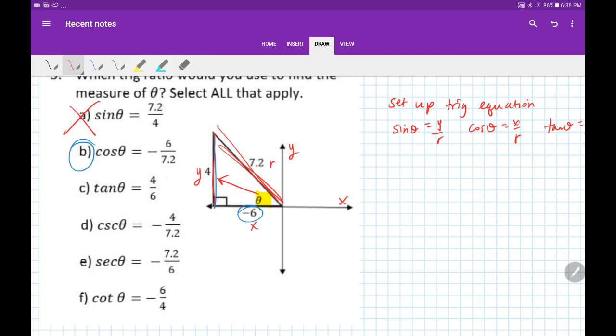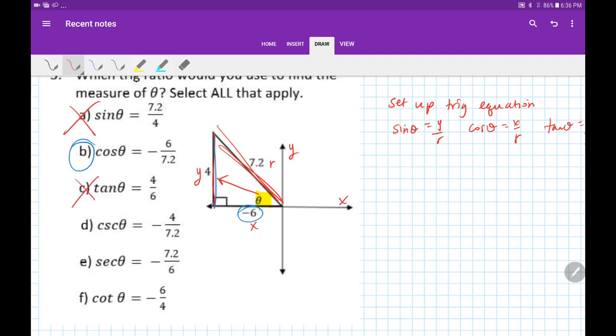Tangent is y over x. So my y is 4, good. My x should be -6, but look, they only have a +6. So it's actually wrong, because the proper answer would have been 4 over -6, or basically -4 over 6. We're missing the negative, so that guy's out. Unfortunately, it's incorrect.